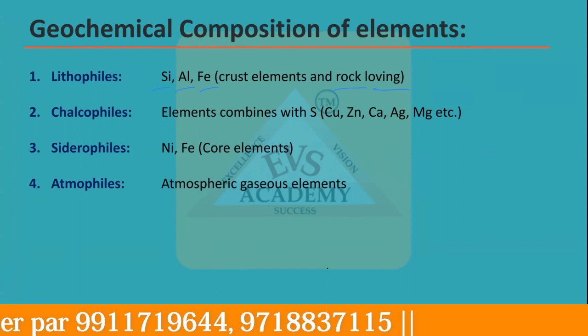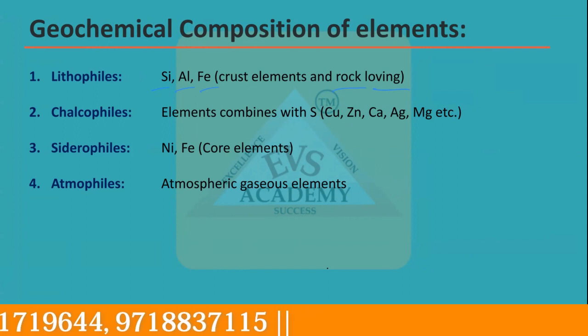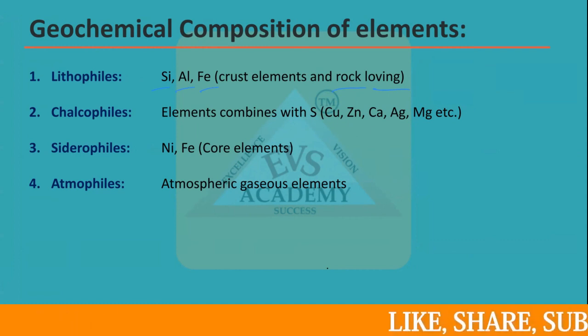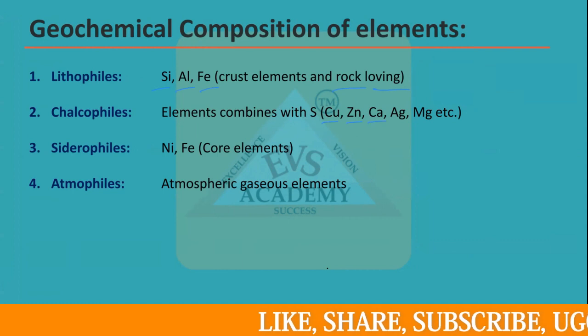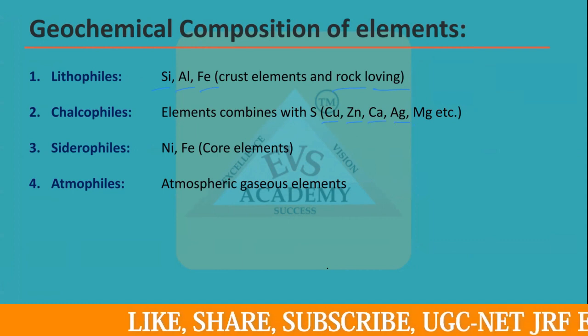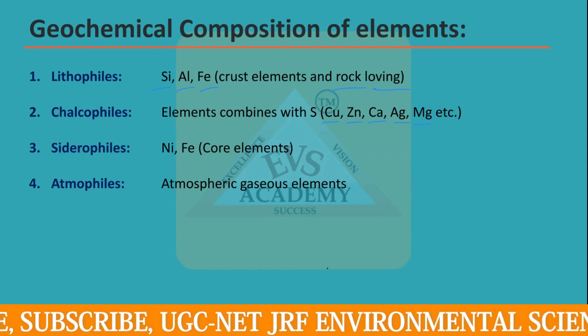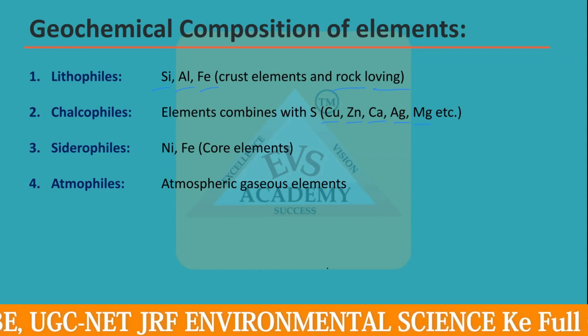Then we have the chalcophiles. Chalcophiles are the elements which combine with sulfur. So the elements which react with sulfur would be copper, zinc, calcium, and we have silver, magnesium. Because these are reactive with sulfur, they can be called chalcophiles.